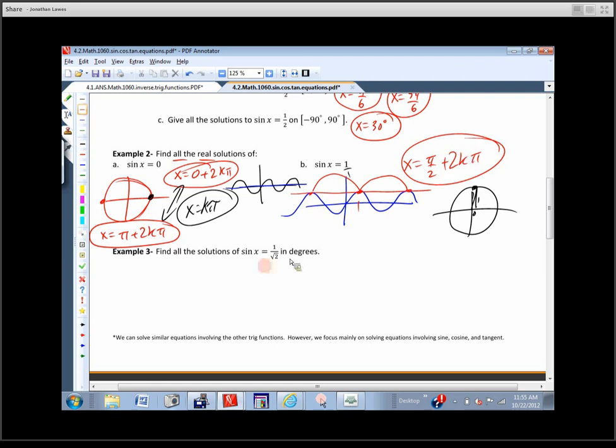Would you solve this one and write down all the answers in degrees? Don't care how you do it. If you want to use your calculator, that's fine. If you want to graph it, that's fine. If you want to think of the unit circle and draw triangles, that's okay. Go ahead and do that one, please.